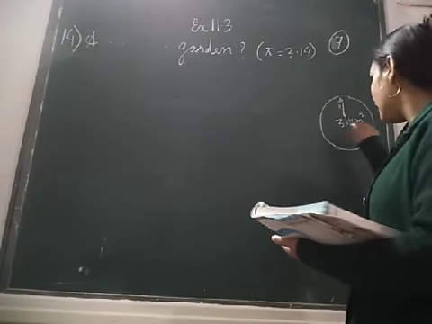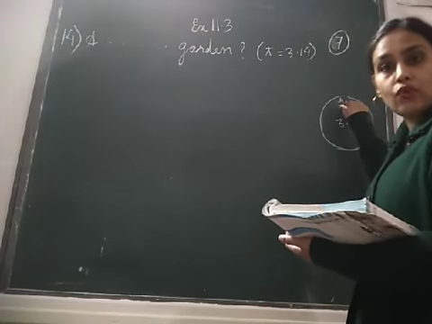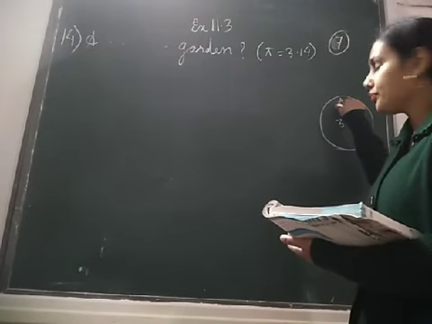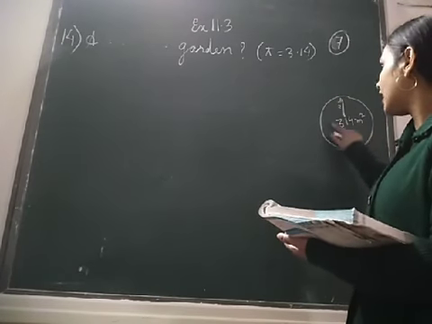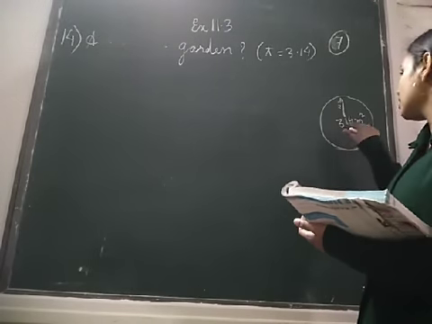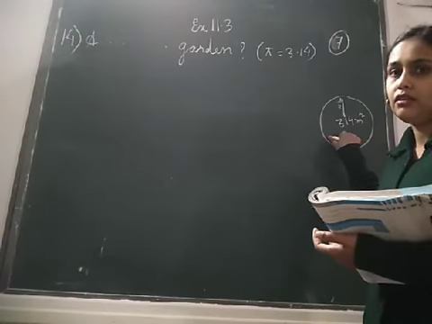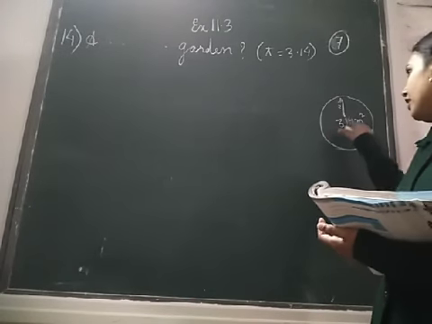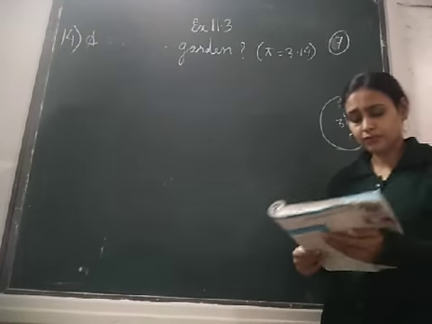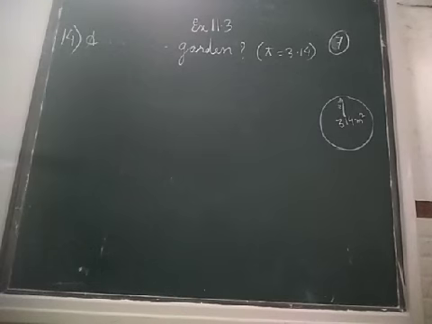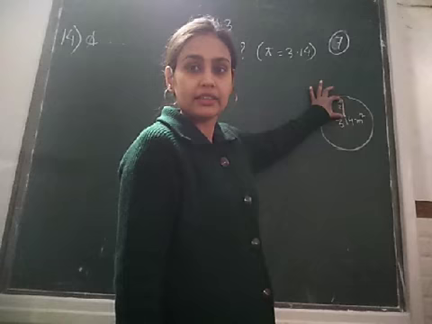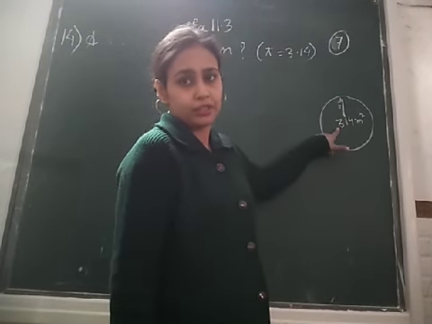For that we need to find the area the sprinkler is covering during watering. If the area is greater than or equal to the area of the garden, then yes, it is covering the area of the garden, or if the area is smaller, then it's no. So let's do it. What we have to find out, children? We have to find out the area covered by the sprinkler and then compare the two areas.